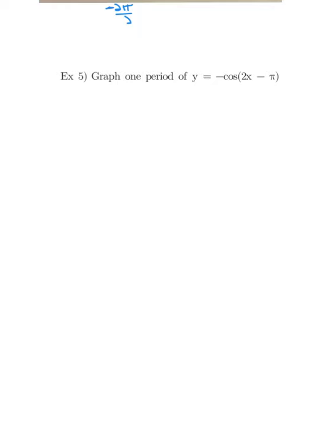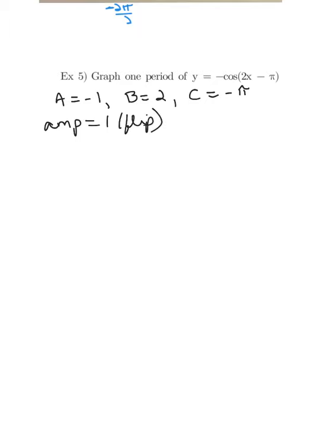For example 5, we are going to graph one period of the function y equals negative cosine of the quantity 2x minus pi. Again, let's find the a, b, and c to help us figure out what each of our pieces are here. A, in this case, is negative 1. B is 2. And c is negative pi. So in looking at this then, amplitude, because the number is 1, the amplitude will still just be 1. But it was negative, so we are going to have to flip this function.